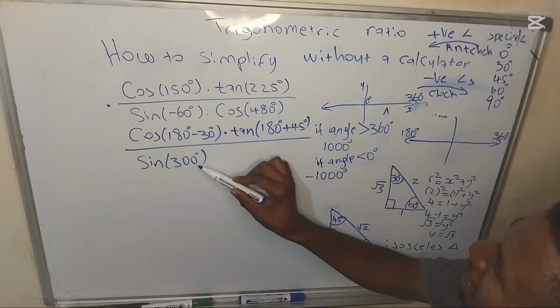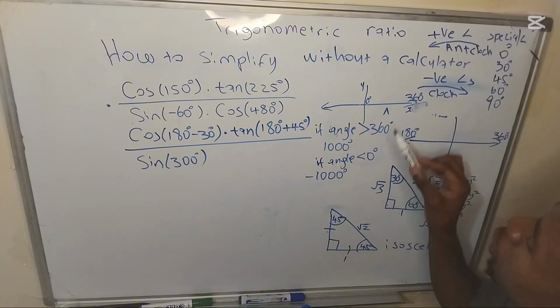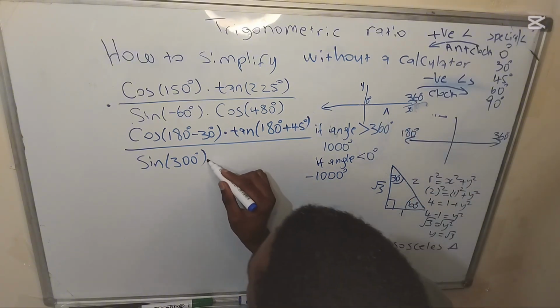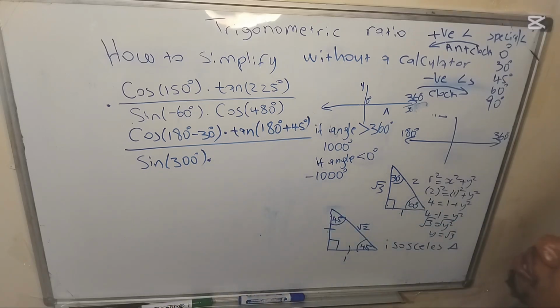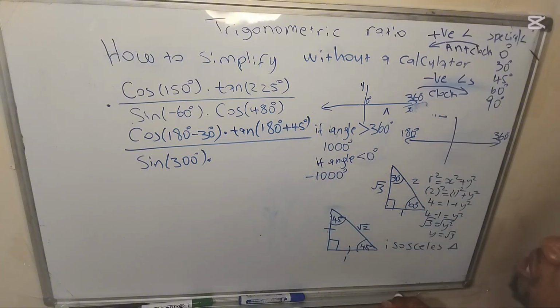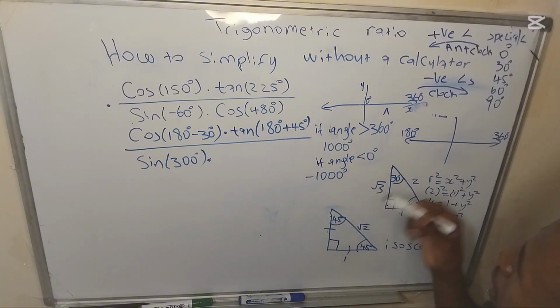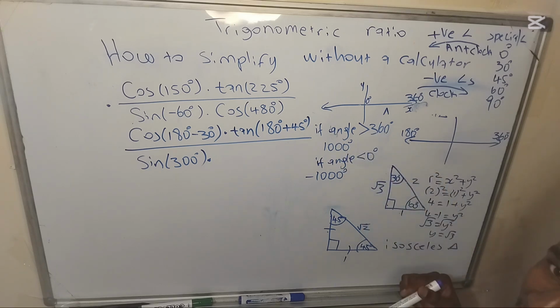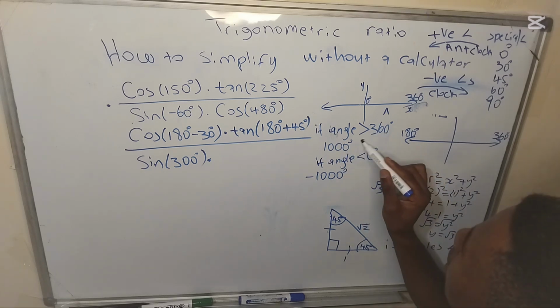It's below 360, and also greater than 0 degrees because it's positive. Then multiply by cos 480 degrees. This angle is greater than 360 degrees, which means you have to subtract. For an angle greater than what? Greater than 360 degrees, you have to subtract.